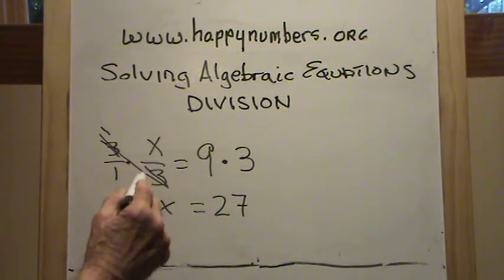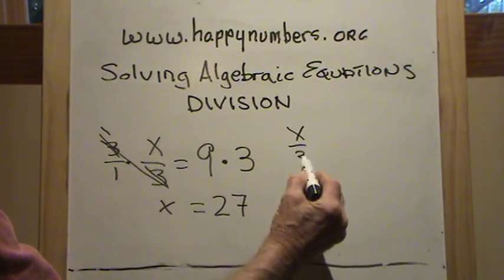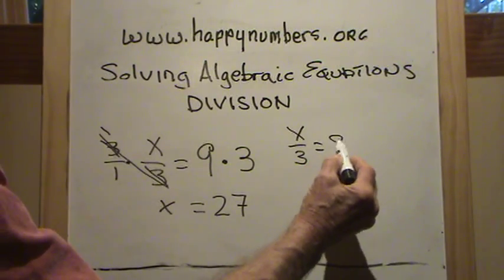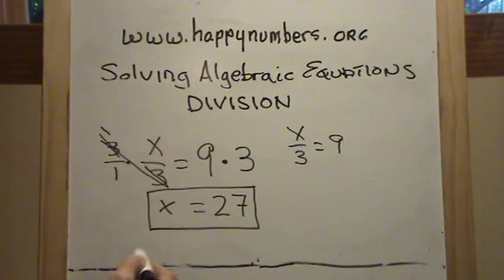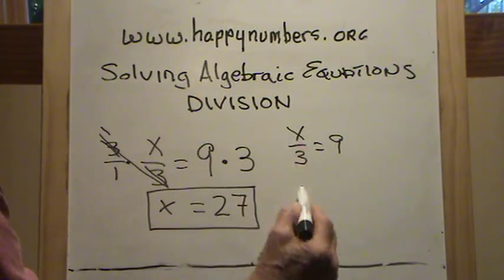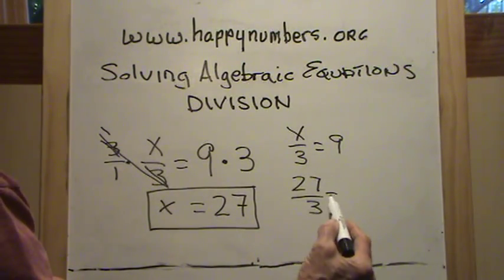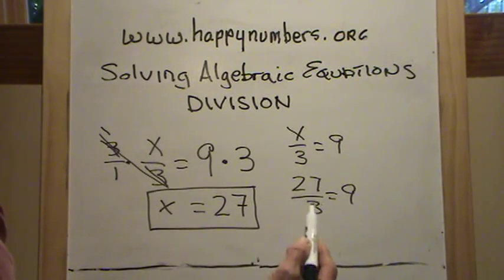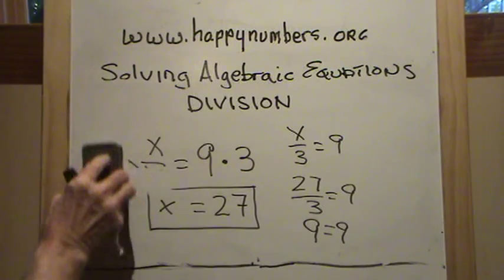So let's go back to our initial equation. It said x divided by 3 is equal to 9, and we have solved for x. We're saying x is 27, so let's substitute x back in here. 27 divided by 3 is equal to 9, and 27 divided by 3 is 9, so 9 equals 9, so our answer is correct.